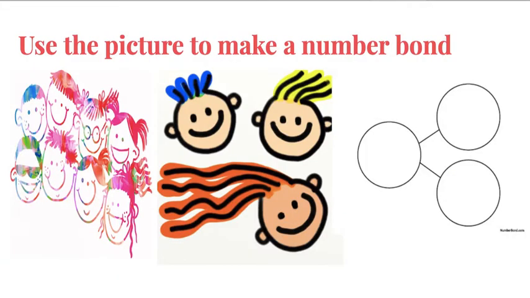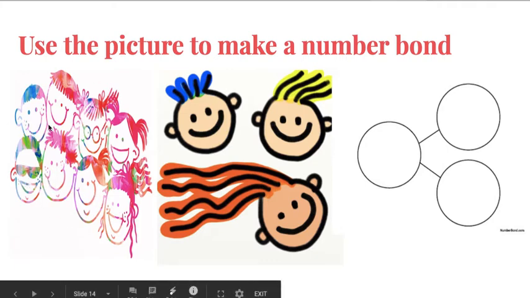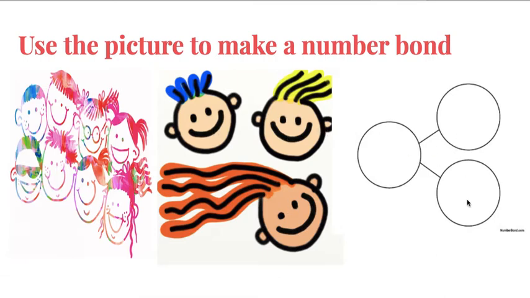Use the picture to make a number bond. Sometimes in a worksheet or a math book, you will not get the numbers given to you. You have to use the pictures to make the number bond so you can see the different groups. I see a group of children here and another group of children here. So I'm going to count them now. One, two, three, four, five, six, seven, eight. There are eight children in this group, so that is one part. And there are one, two, three children here. So eight plus three. Pause the video and push play when you have your answer.